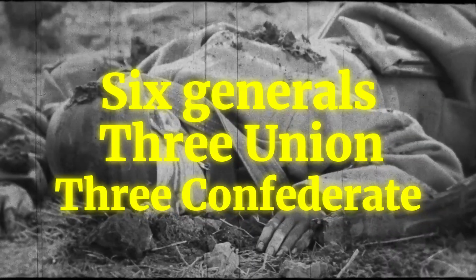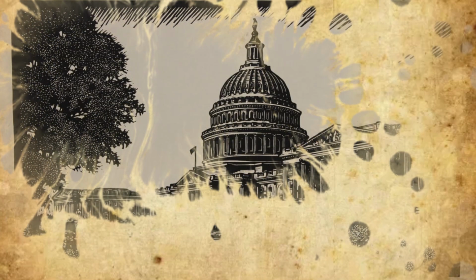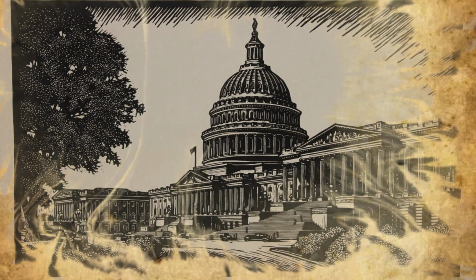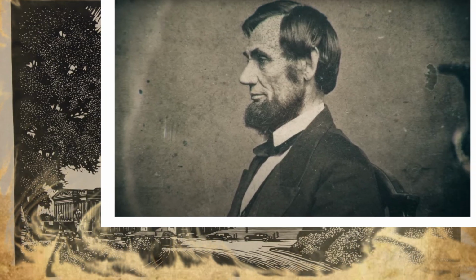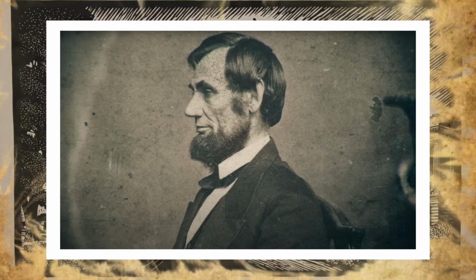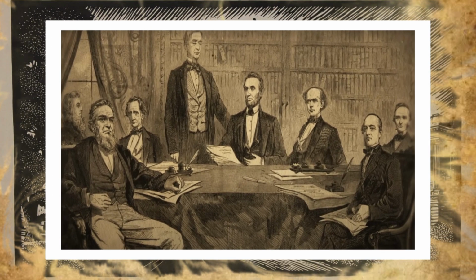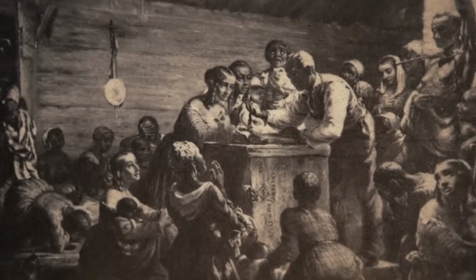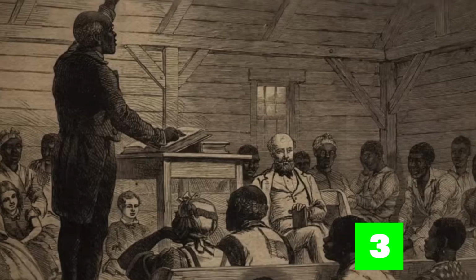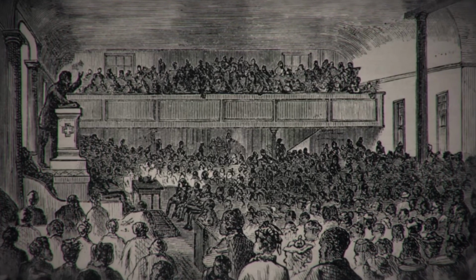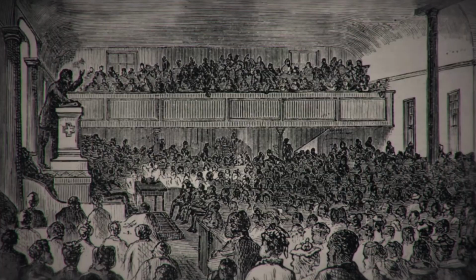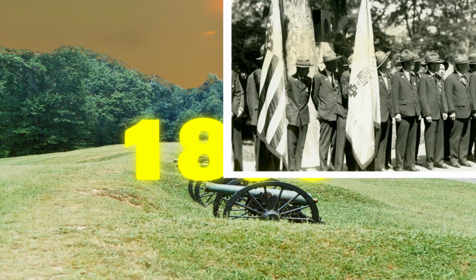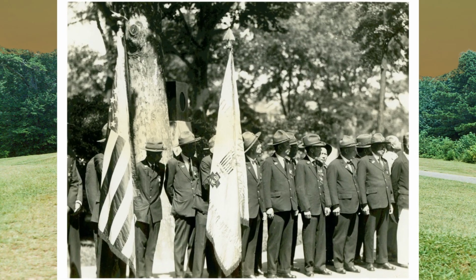In addition to protecting the federal capital, the battle is sometimes cited as having influenced Great Britain not to recognize the Confederacy. President Abraham Lincoln used the occasion of the Antietam victory to issue his preliminary Emancipation Proclamation, September 22, 1862, announcing that unless the Confederates laid down their arms by January 1, 1863, he would free all slaves not residing in Union-controlled territory. The battlefield became a national military park in 1890, and jurisdiction passed to the National Park Service in 1933.